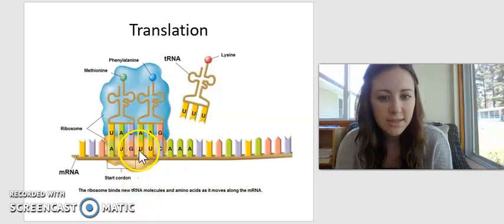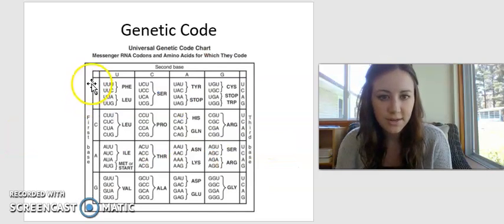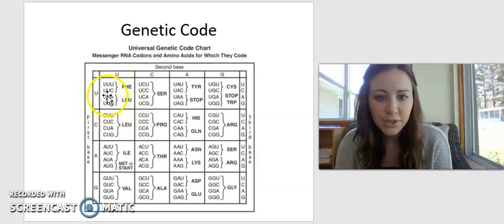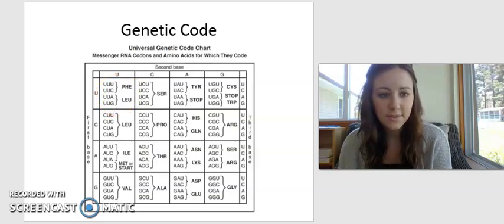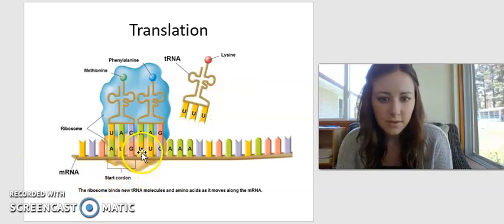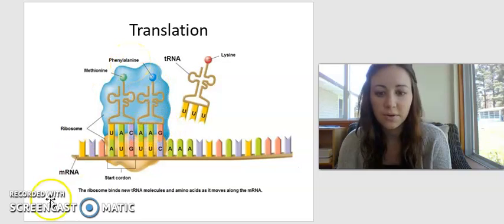So just look at this UUC. Now let's go back to our genetic code chart. First base is U, second base is U, third base is C. UUC, Phe, sorry, I think it cut me off there. UUC, phenylalanine. Let's see if that's what we have here. UUC, the complement will be AAG. That's going to be the tRNA molecule that's going to carry phenylalanine, so we were correct.